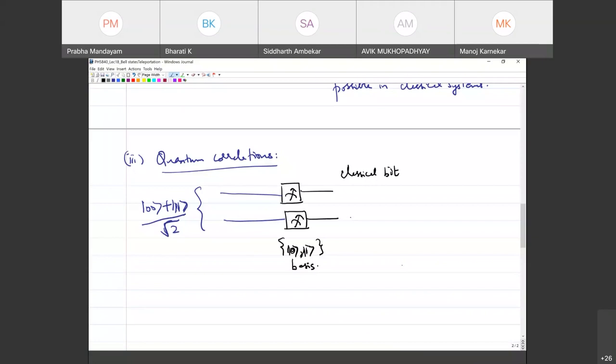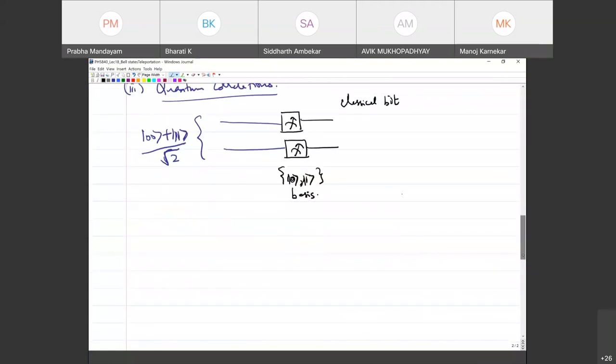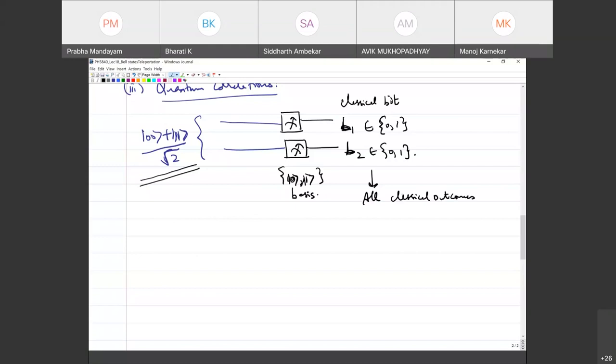So my question to you now is, are all classical outcomes possible? So this basically means I have two classical bits out here. So this is B1 and B2. Now, B1 can be 0 or 1 in general. B2 can be 0 or 1 in general. But you notice that because of the structure of this state, all pairs of classical outcomes are not allowed. So I hope everyone sees that.